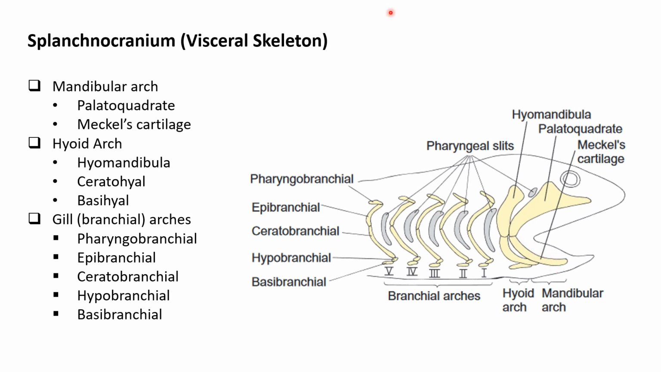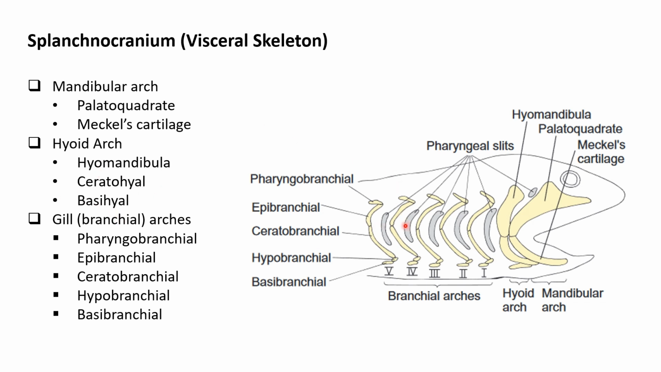The second arch is also a bit modified for the suspension of the mandibular arch to the chondrocranium, and this is called the hyoid arch. In tetrapods, this arch gives rise to the hyoid apparatus that supports the tongue. From a dorsal to ventral direction, its components are the hyomandibula and then the ceratohyal and basihyal.